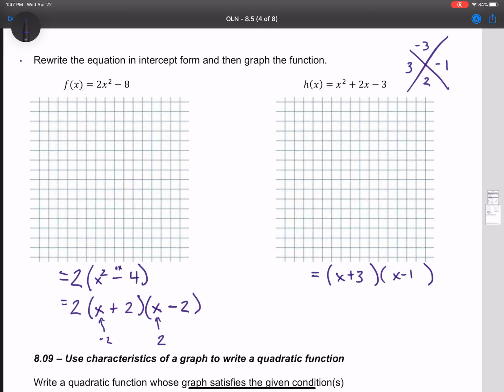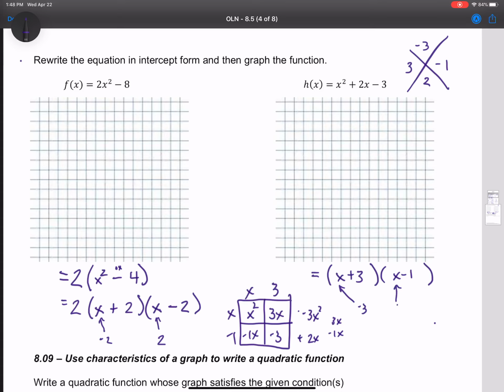If you were the box people, you put x squared here, -3 here. That multiplied to -3x squared. That added to 2x. What were those numbers? And that was 3x and -1x. So those are the numbers that go in the box. So then you had x, 3, -1. All right, and that's where you got the parentheses from. So by looking at this, you should have a 0 at -3, and you should have a 0 at +1.